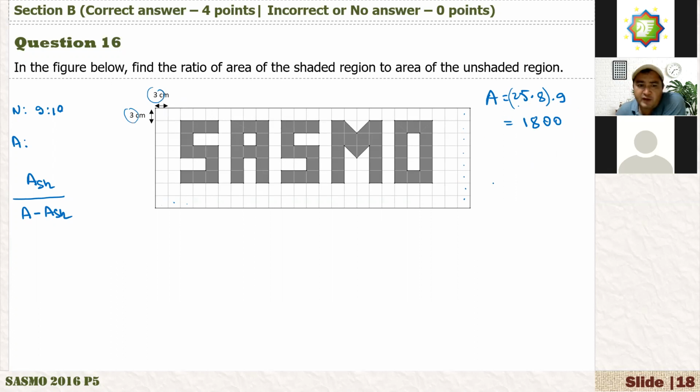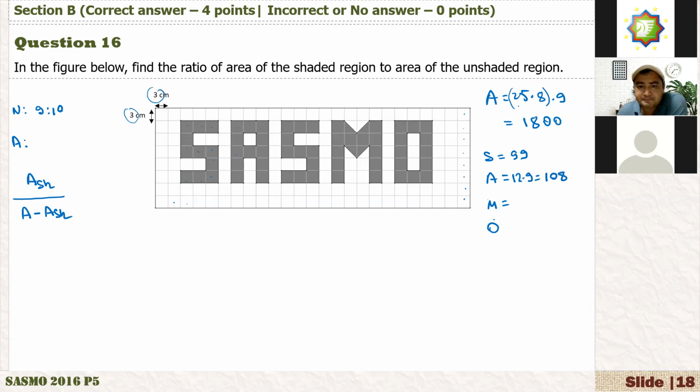Now the next one is we need to find the area of the shaded region. Let me start with S. And S is 99, and we have the same thing for the other S, 99. And here we have M, and here we have O. What is the area of S? Here we have 1, 2, 3, 4, 5, 6, 7, 8, 9, 10, 11. So 11 times 9, 99. How about A? 1, 2, 3, 4, 5, 10, 12. So it is 12 times 9, that's equal to 108.